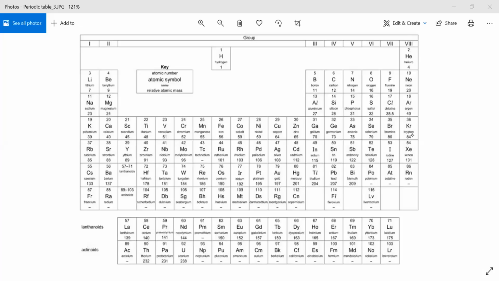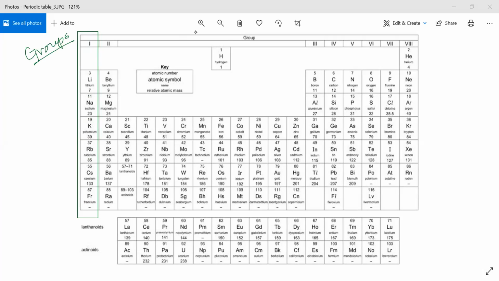Okay, so this is the periodic table that we are going to talk about. As you can see, there are vertical columns. These vertical columns are called groups.